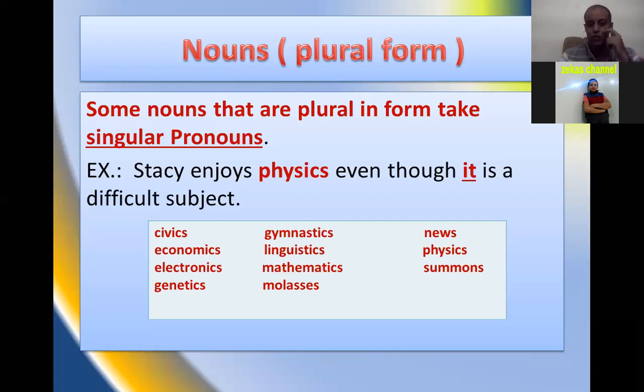"Stacy, for example, enjoys physics even though it is a difficult subject." So physics has a plural form, but it takes the personal pronoun "it" as a singular form.